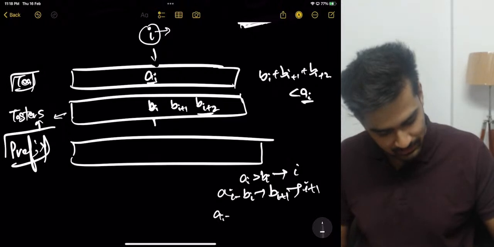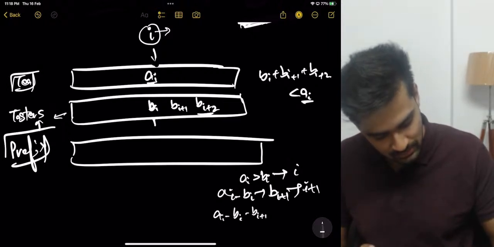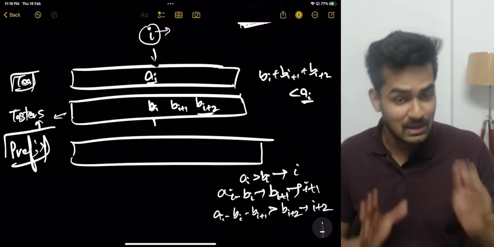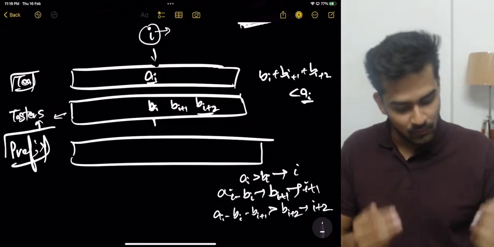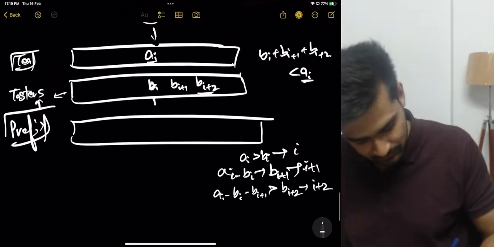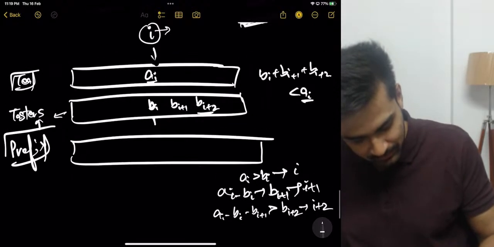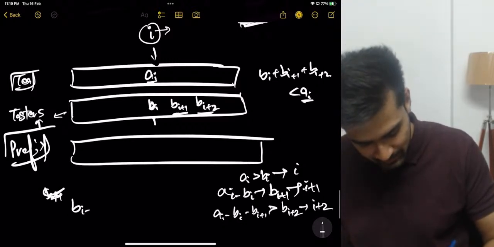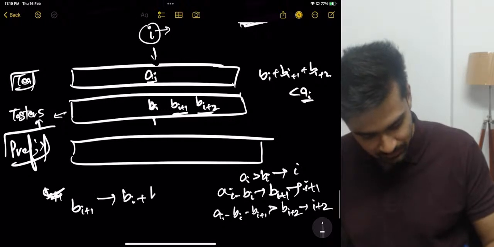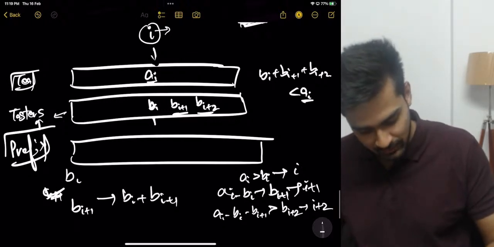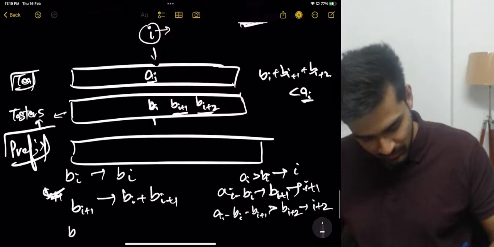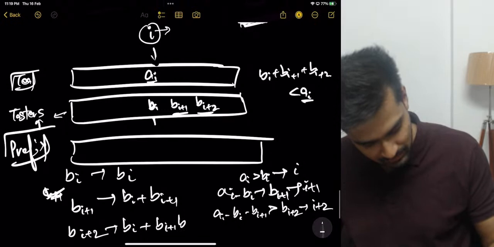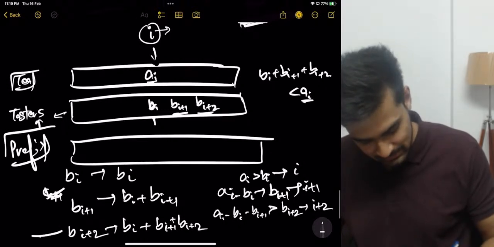If a_i minus b_{i+1} is greater than b_{i+2}, then we are able to consume i+2 also. That is the brute force way. What better way could there be? We update b_{i+1} to be b_i plus b_{i+1}. b_i remains b_i only. b_{i+2} becomes b_i plus b_{i+1} plus b_{i+2}. This is nothing but prefixes.